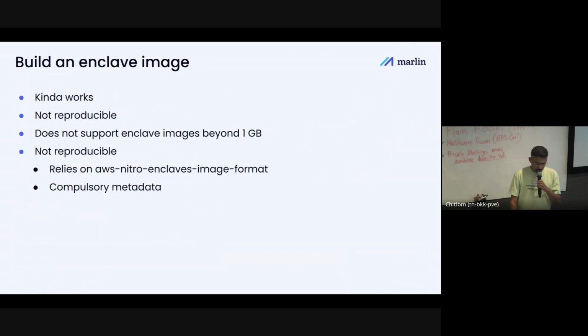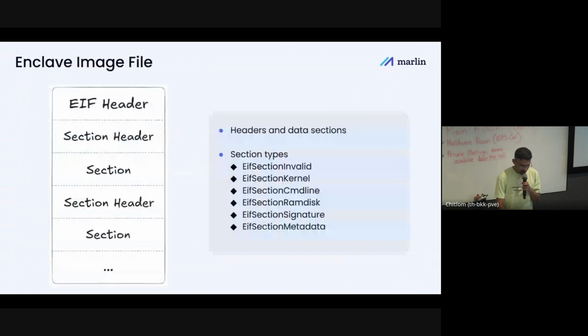So before we get into how we make this process reproducible, let's first get into what we are actually building in the first place. At the end of the day, what we want is what's called an enclave image file. It's a binary blob that looks something like this. You have an EIF header that has a lot of details about the EIF itself, for example default CPU, default memory, some checksums, number of sections, and offsets and lengths of each section. None of that is important. Just forget about all that.